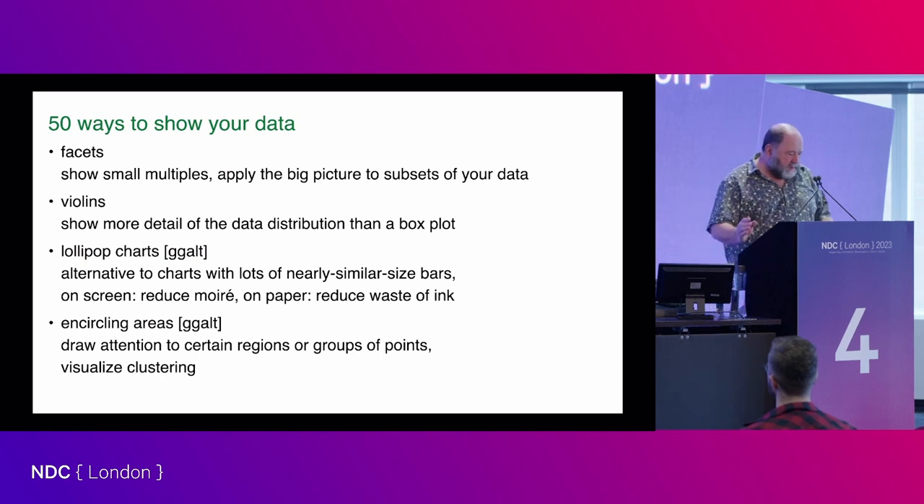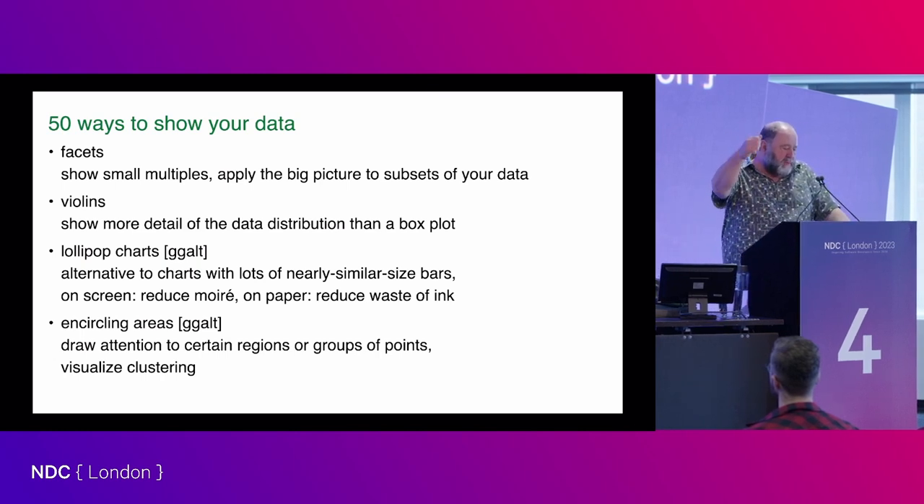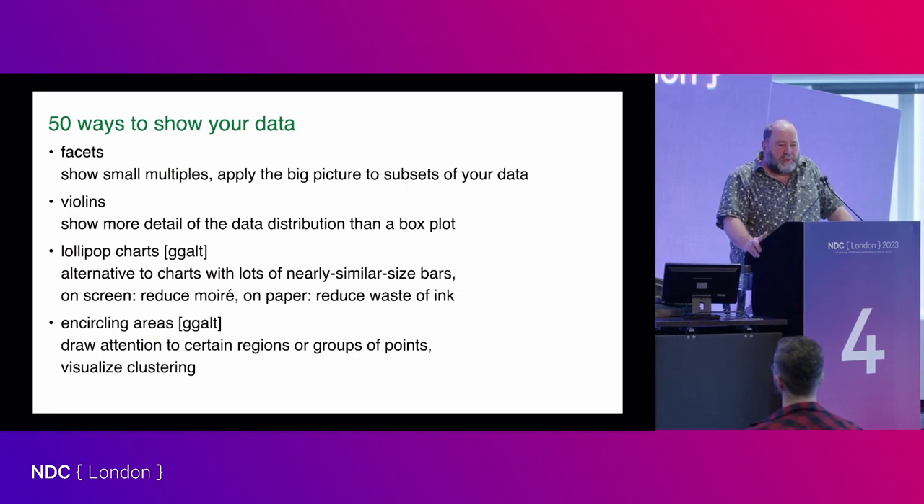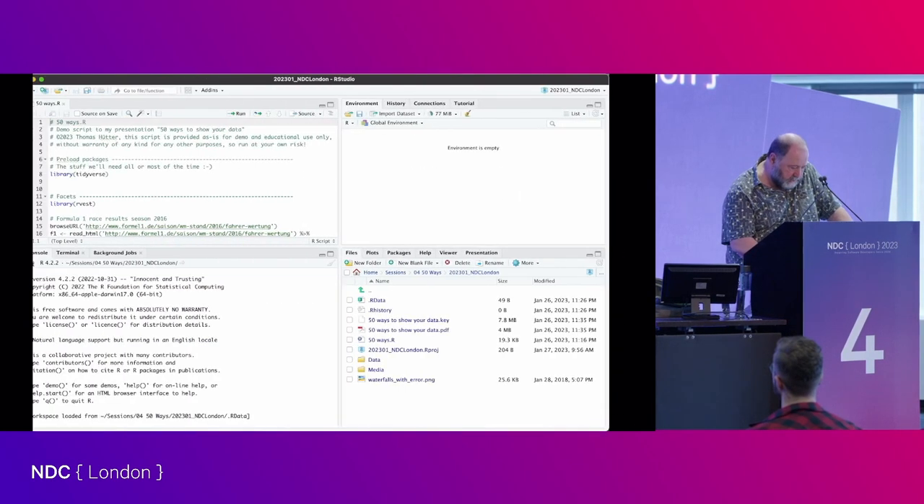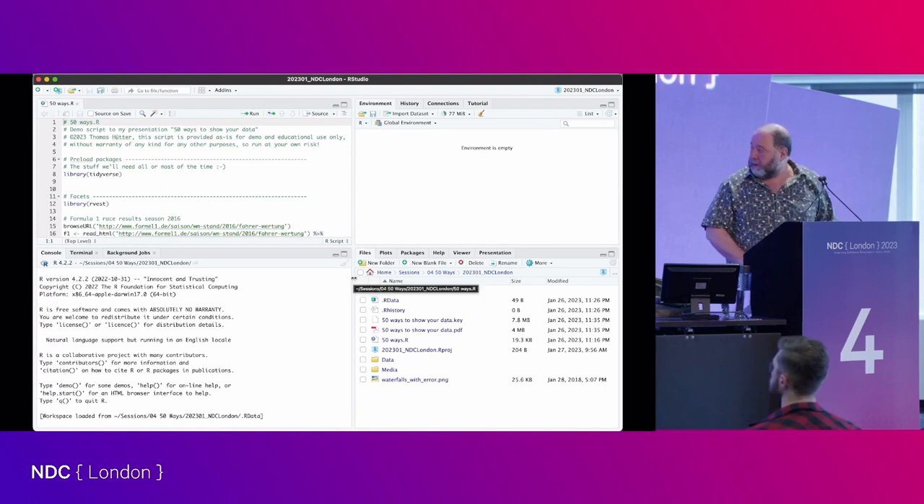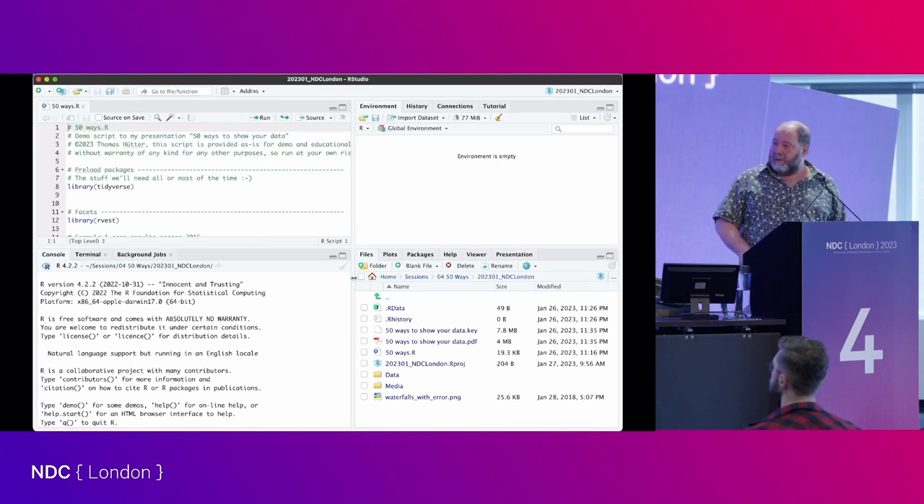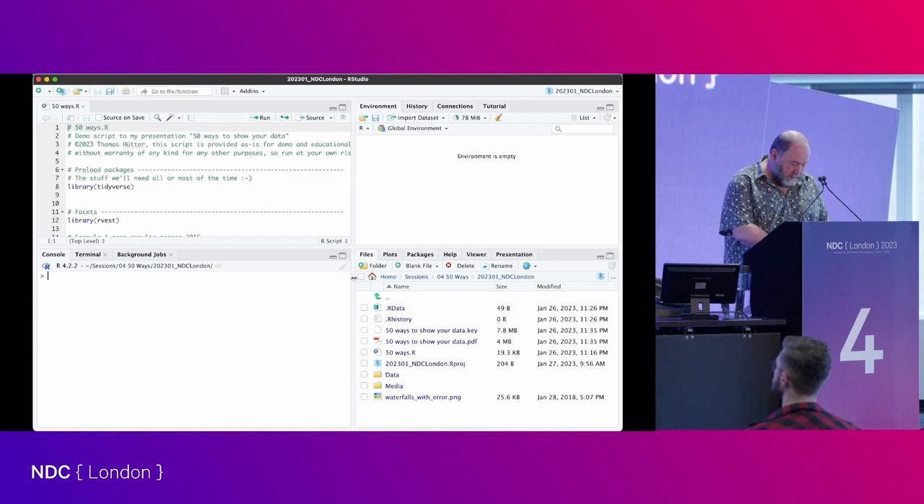Okay, so the next few slides will be naming the type of graphic I'm going to show you and have one sentence on what it's good for. I'm not going to rush through the slides. Instead, we'll switch over to this one. Can you see that? Is that okay? Yeah, you don't have to read all the text, of course, just briefly.